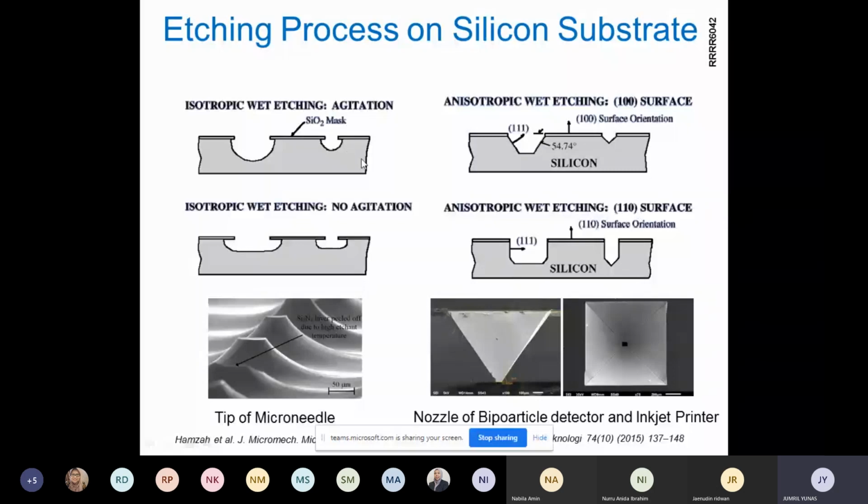This structure can be used to create a micro hole, a small hole, for inkjet printer. We have here the V shape, and we have a small hole here down to 5 micron. This can be used for inkjet printer opening, nozzle of inkjet printer, etc.